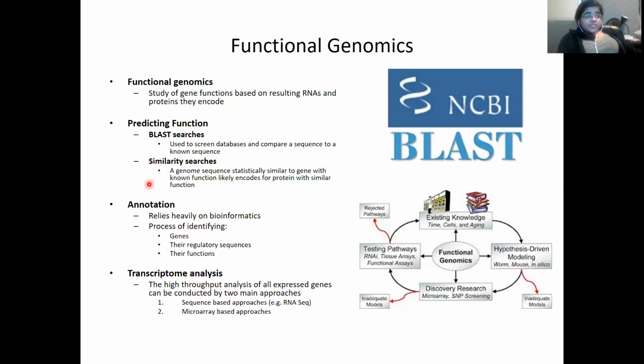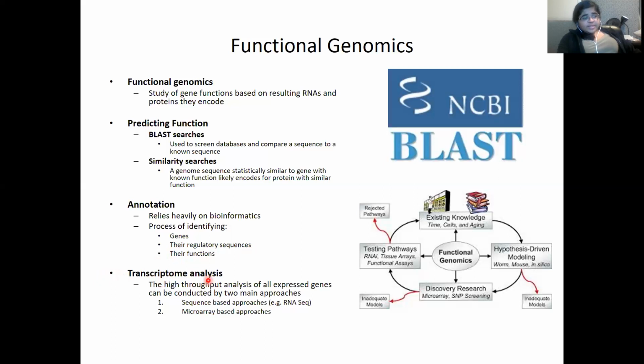Then we have similarity searches, and those are essentially trying to see how similar a genome sequence is statistically to a known sequence, with a function that is likely encoded for a protein with a similar function. Annotation in this case relies heavily on bioinformatics, and the process of identifying genes, the regulatory sequences, and their functions.